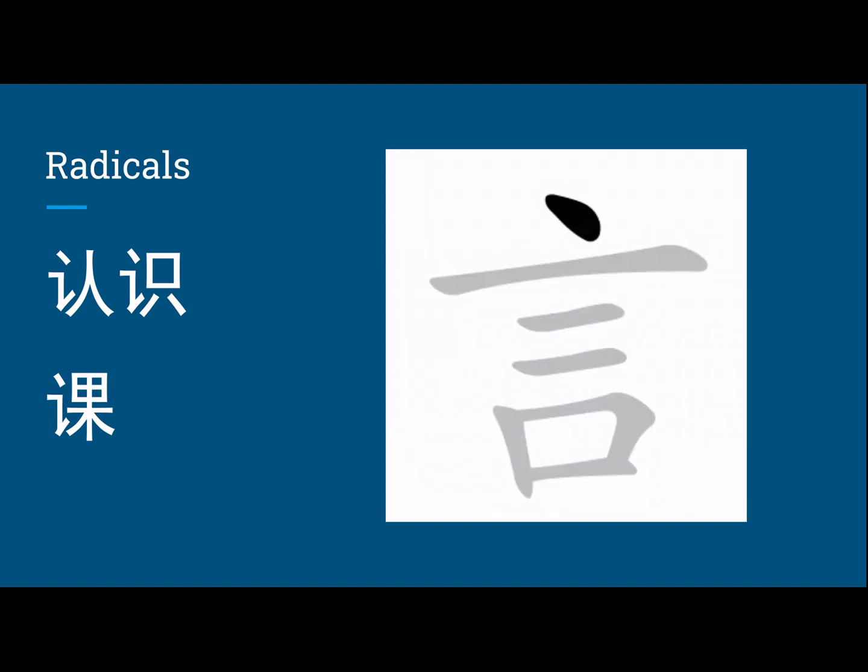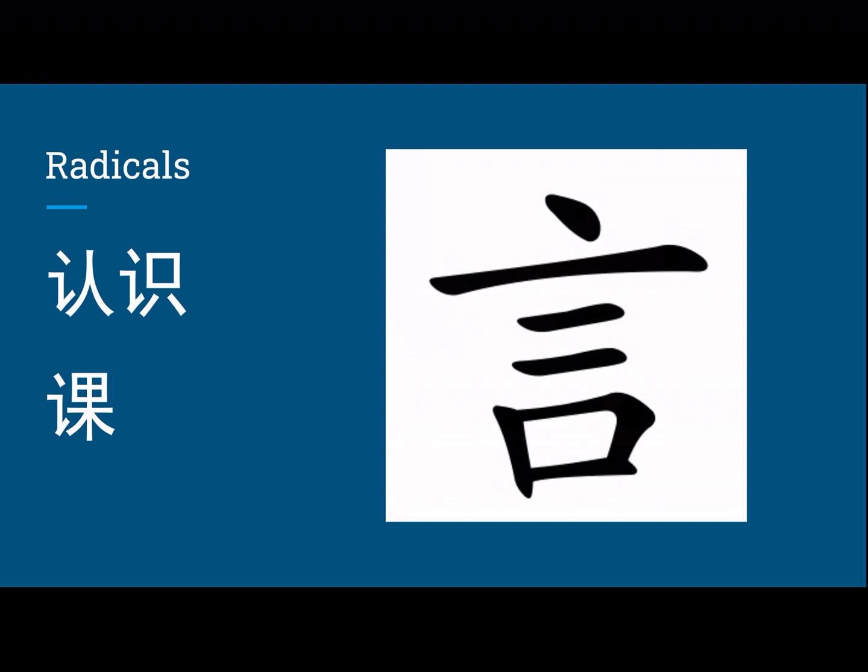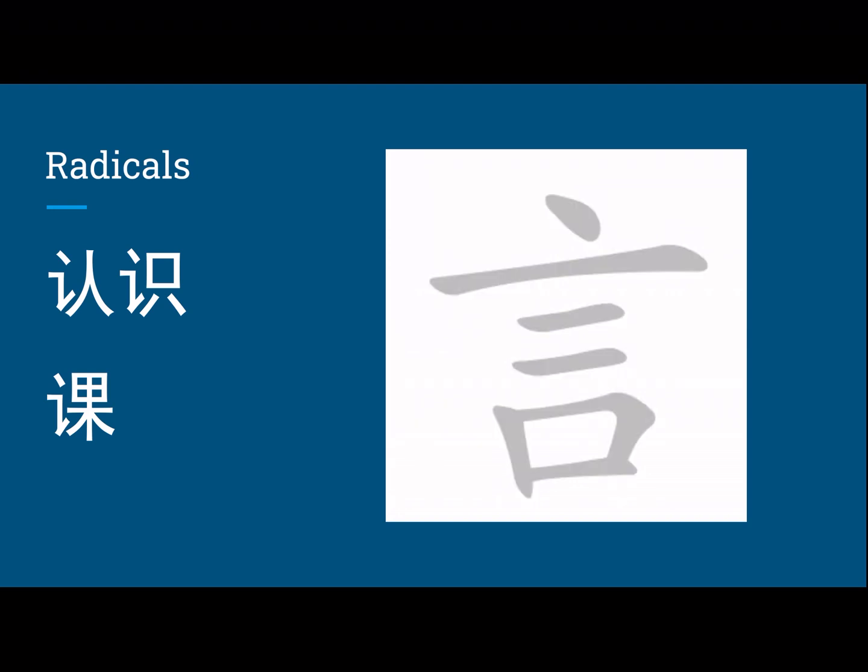Remember that when it's on its own, it looks like the thing on the right there. That's our traditional form of the word radical, but when it's a character on its own, it also looks like that. But when it's a radical, as you can see, it's on the left.